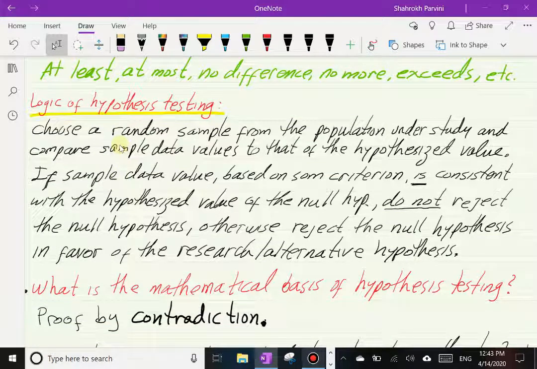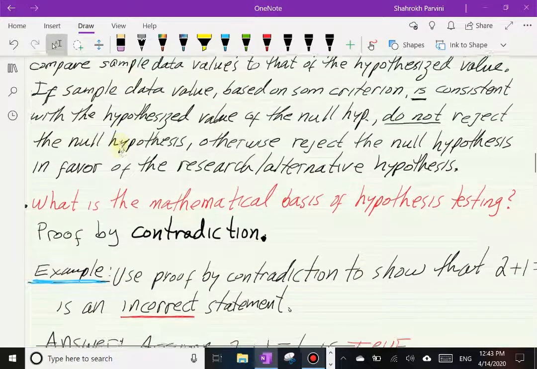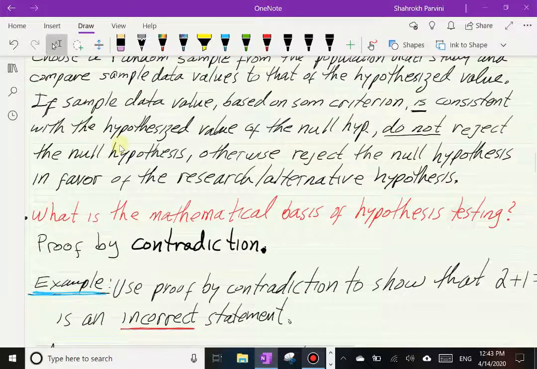Now the question might be, what is our mathematical basis for this? Everything we do has to be mathematically sound. So the proof by contradiction is the mathematical engine behind the test of a hypothesis. Now, what is this proof by contradiction? Some of you probably know. For those who don't, I made a really simple example of proof by contradiction.